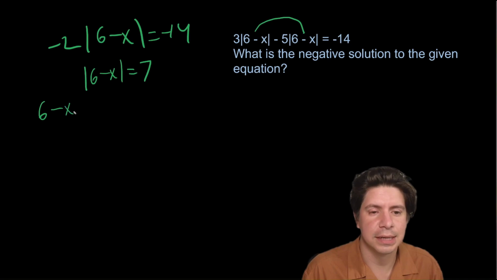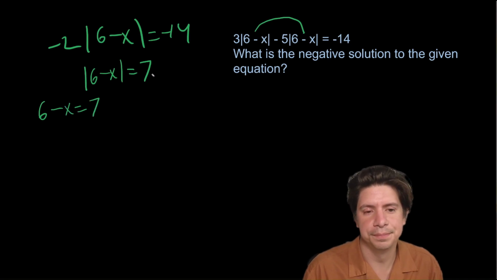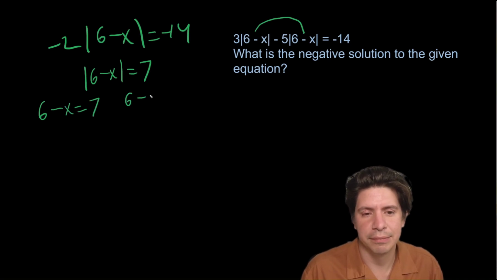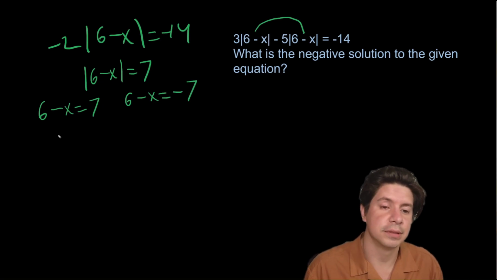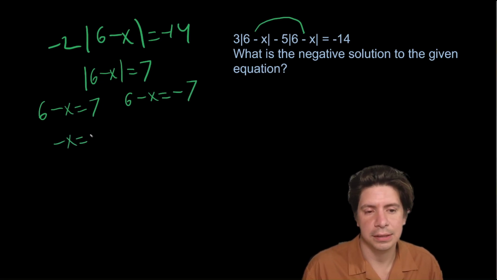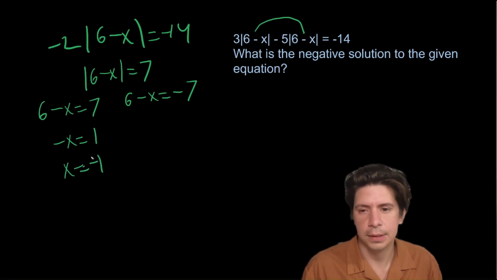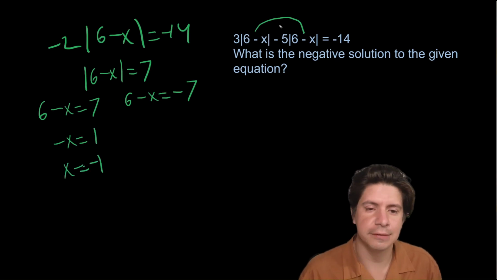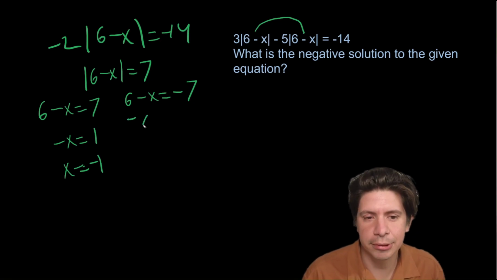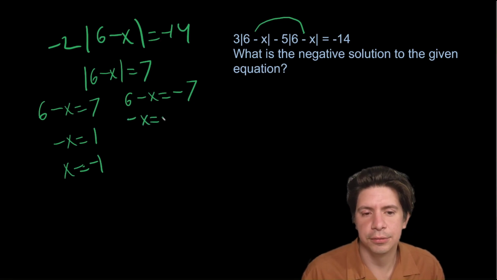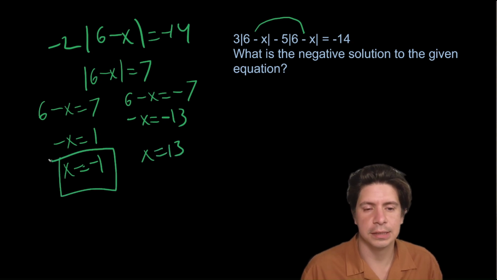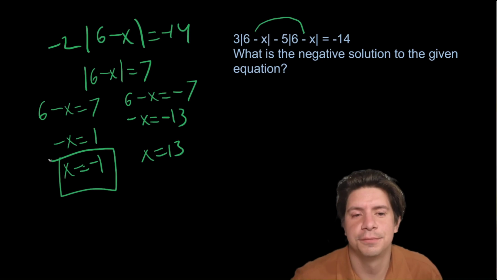And we have 6 minus x equals 7, and 6 minus x equals negative 7. So let's see what happens here. We'll get negative x equals 1, so x equals negative 1. So that should be the answer because we're looking for the negative solution. And here we'd get negative x equals negative 13. So x equals 13. That's the positive solution. And our answer is x equals negative 1.